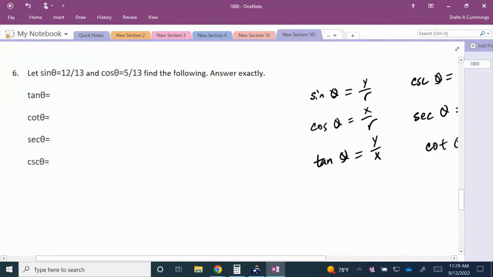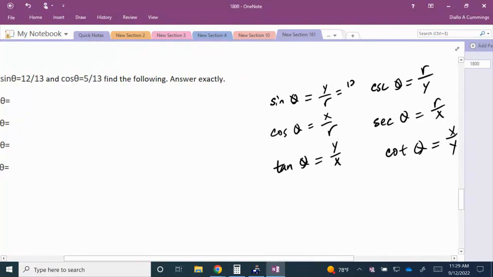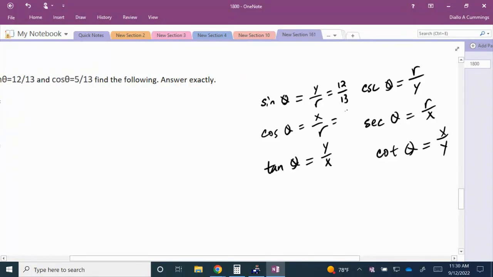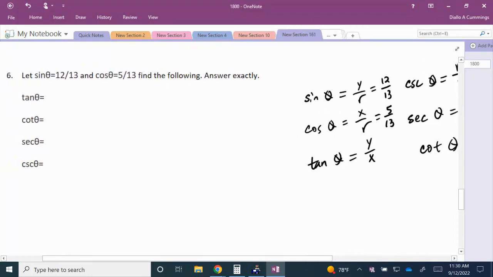All right. So notice that we're given the sine value as 12 over 13. I'm just going to jot that here, 12 over 13. We're also given the cosine value is 5 over 13. So we can set these relationships. We can set x equal to 5, y equal to 12, and r equal to 13. And that's just based on what we were given. So now we can find our other relationships.